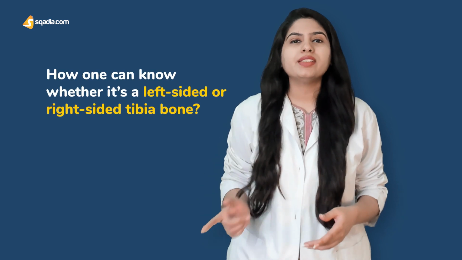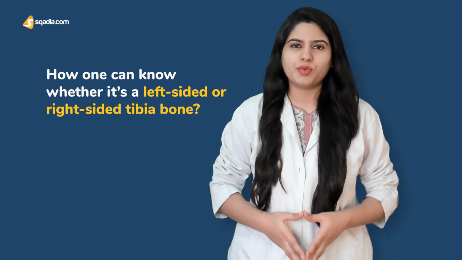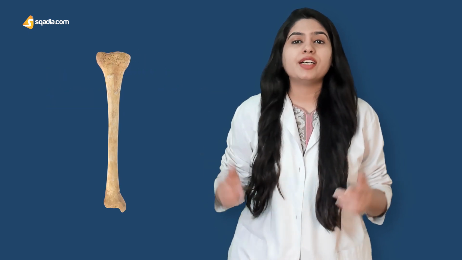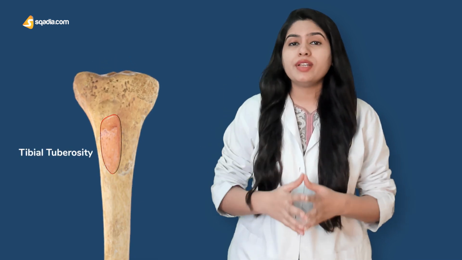Now the question arises, how can one know whether it is the left-sided or right-sided tibia bone? If you look at the bone, the upper part is much larger than the lower part. You will feel for a rough bony projection at the anterior aspect of the upper end, known as the tibial tuberosity. The medial side of the lower end extends a little further downward than the lateral side.